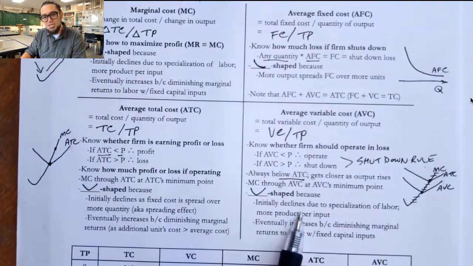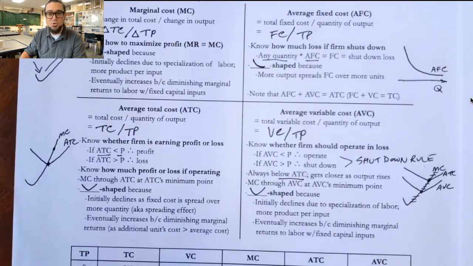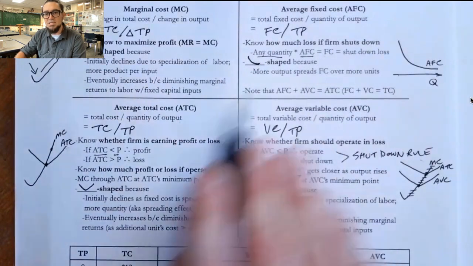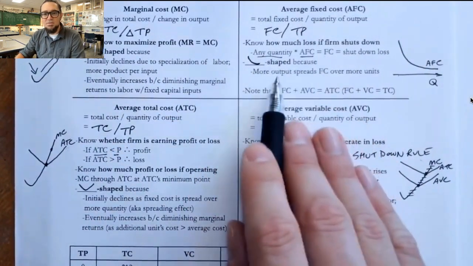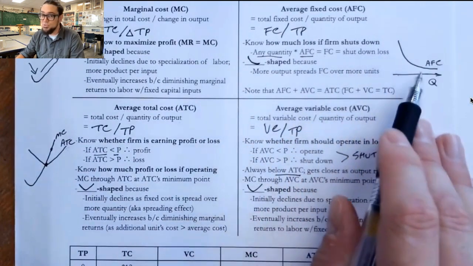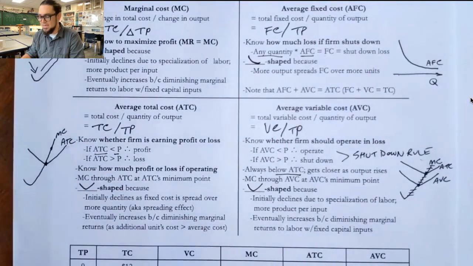Again, it's going to initially decline due to specialization of labor and then rise again because of diminishing marginal returns. Really, these three right here have very similar ideas: marginal cost, average variable, and average total. Average fixed is the odd one out because it's really just spreading the fixed cost over more units and reducing that average. That's also playing a role here in the average cost curve declining.